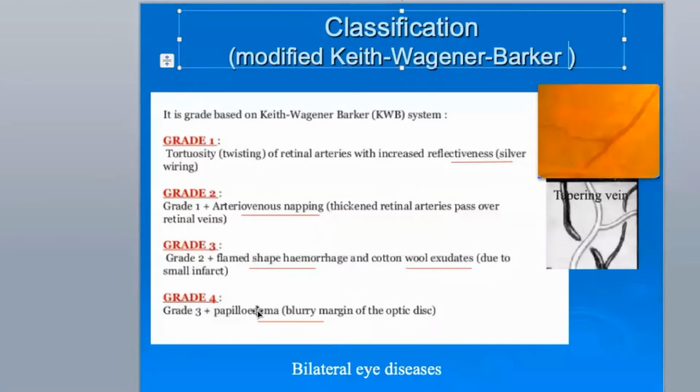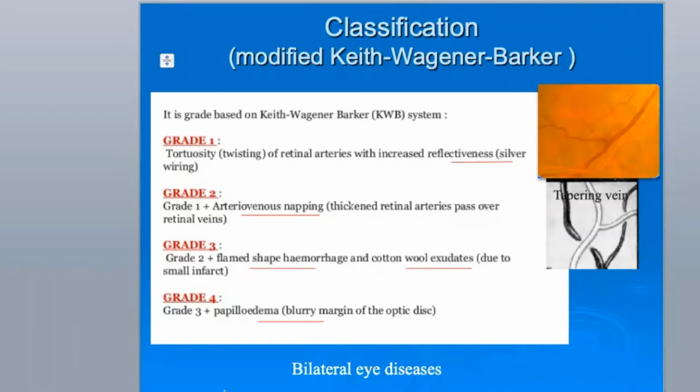Now remember, with hypertension, the changes should be bilateral. Dia tak boleh sebelah mata. And it's not sectoral. Okay, if there are 4 branches of your artery and vein in the retina, it has to be in all 4 quadrants. If you see sectoral changes, then it's not hypertensive retinopathy. It has to be something else. Okay, so it has to be bilateral, it has to be generalized.